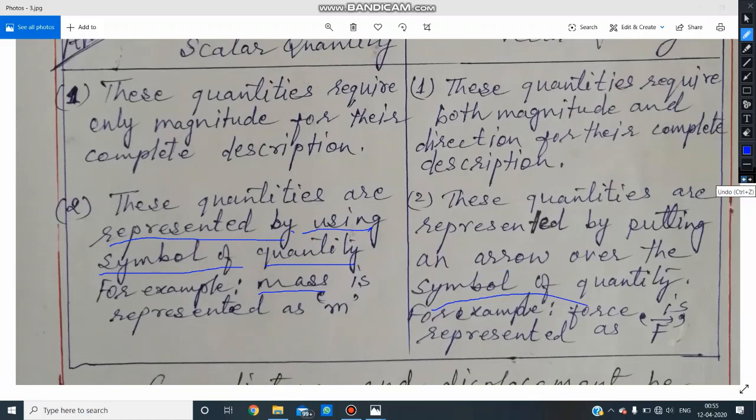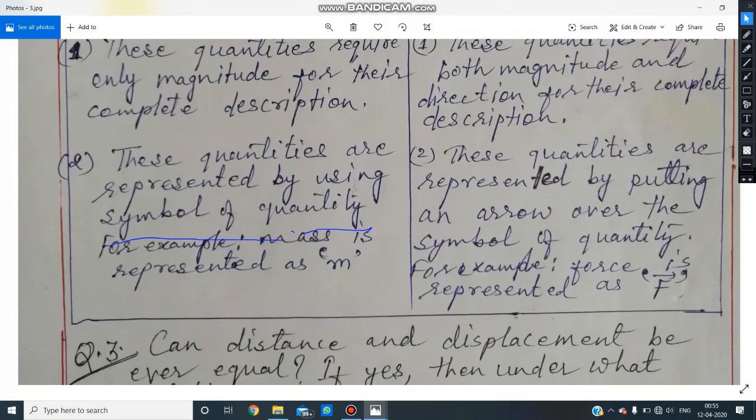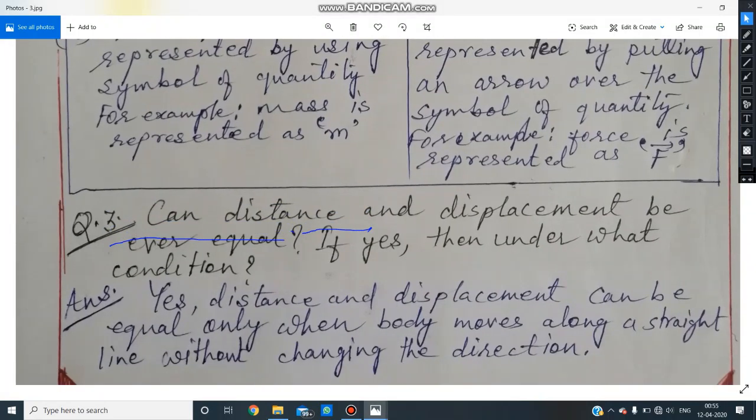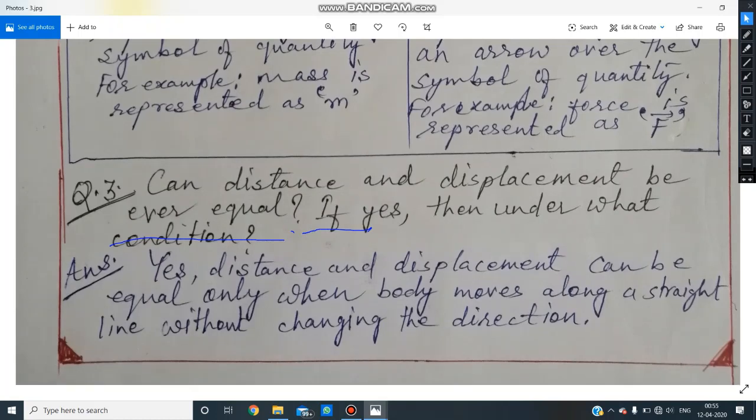Let's go for the next question. The next question is asking you, can distance and displacement ever be equal? If yes, then under what condition? The answer is written in this manner. First, you have to decide whether it is possible or not possible. Of course, it is possible. So the first part of the answer, definitely you should write yes.